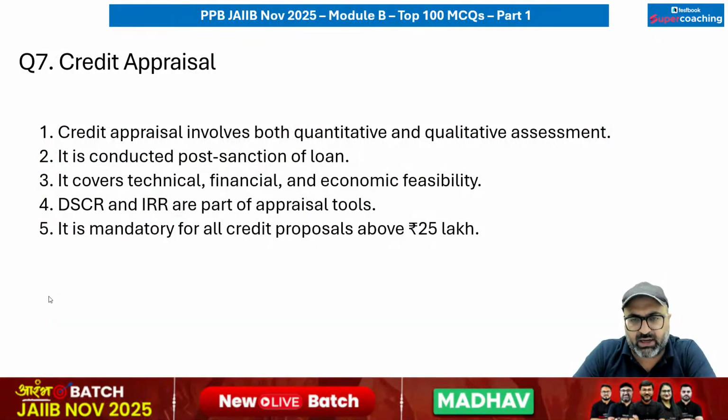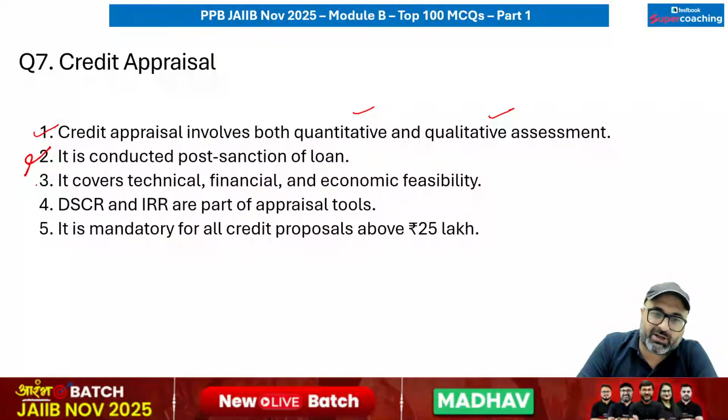Credit appraisal. We have talked about credit appraisal before. Credit appraisal involves both quantitative and qualitative assessment of the borrower, that is true. It is conducted after sanction of the loan? No sir, it is conducted before sanction of the loan. Once the loan is already given, what is the point of credit appraisal? It covers technical, financial and economic feasibility of the project, that is true. DSCR and IRR are part of appraisal tools.